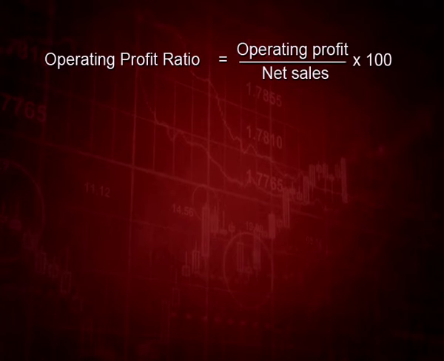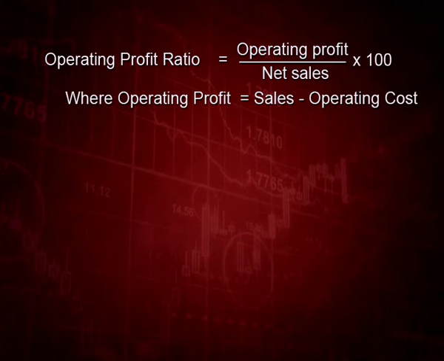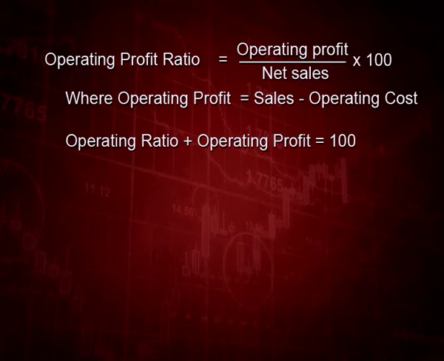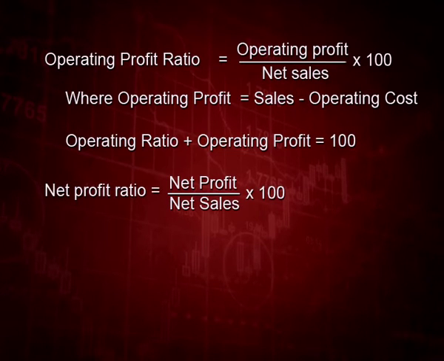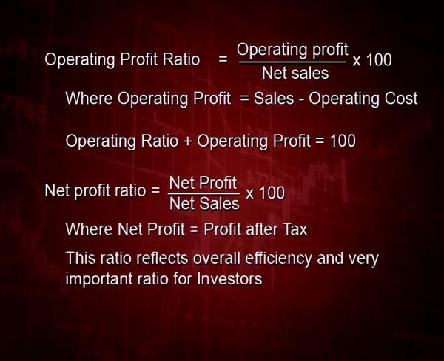The formula is operating profit upon net sales into 100. Now, operating profit is equal to sales minus operating cost. We can also say operating ratio plus operating profit ratio is equal to 100, because both of them added together becomes 100. Next ratio, net profit ratio. This is equal to net profit upon net sales into 100, where net profit is always profit after tax. Now, this ratio reflects overall efficiency of the company, and it is a very important ratio for the investors, as they are very much interested in how much net profit the company is earning.